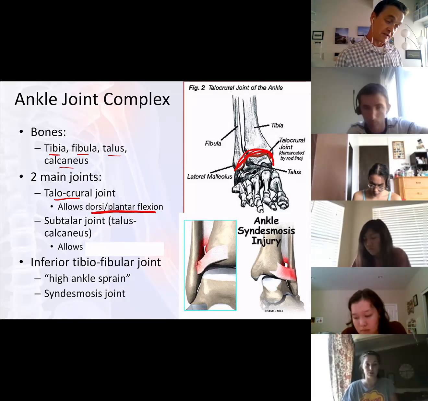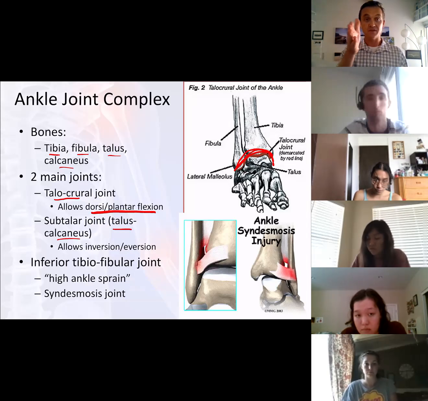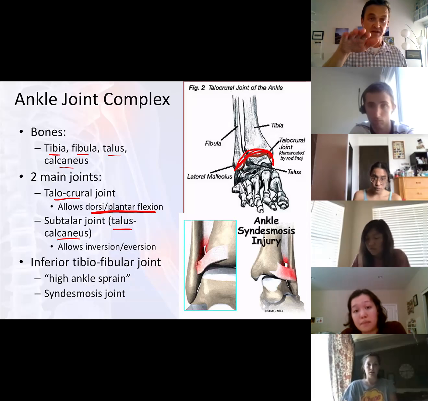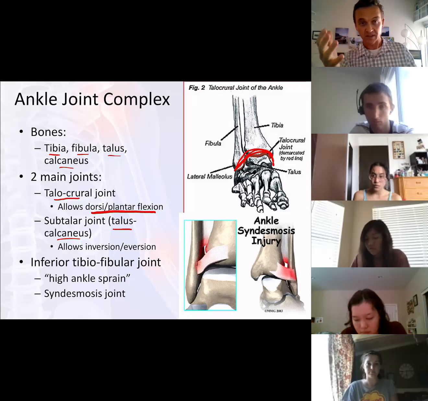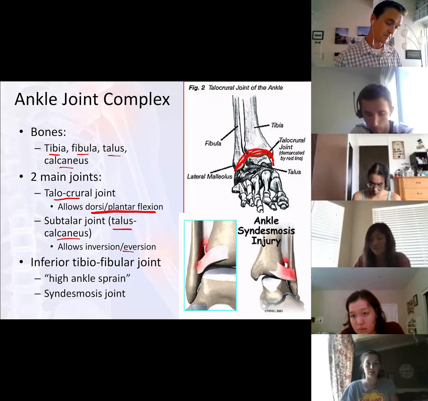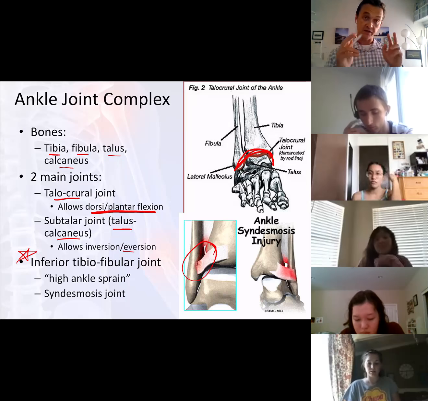Okay, but then we have the subtalar joint. And this is really between the talus and the calcaneus. This one allows for inversion this way and eversion that way. So inversion, think of what happens when you roll your ankle, right? You roll it to the outside, that's really inversion. When you go the other way, try to roll to the inside, but you can't move that very far that way, that one's eversion.